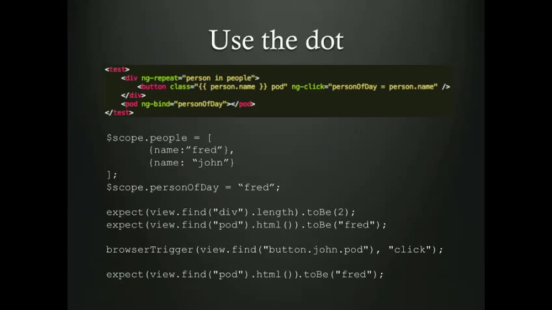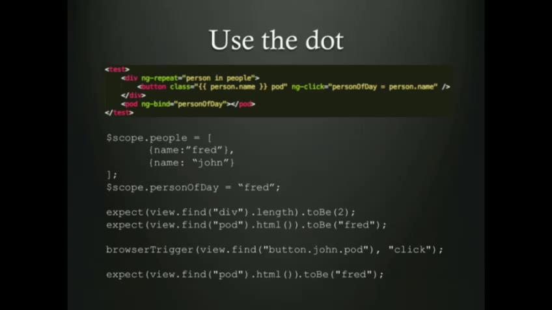So the whole magic going on there behind the scenes is that ng-repeat makes scopes of its own, even though I didn't tell it to. It just does that. When I have this expression saying person of the day equals person.name, it looked at the current scope of that expression, which is a scope I didn't make, and assigned person of the day to be John. So now I have a child scope that has a person of the day that is John, and a parent scope that has a person of the day being Fred, 2 different values.